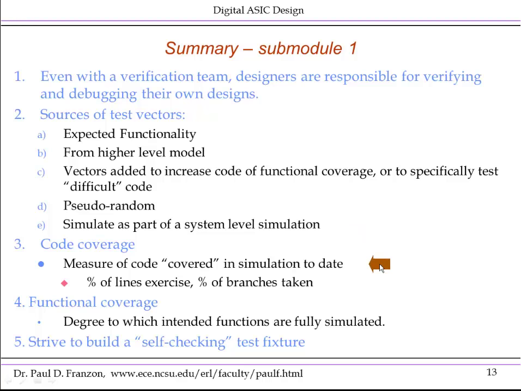A common metric that's used at the designer level is code coverage. That is the percentage of the lines that have been exercised to date, and percentage of branches, and sometimes even paths taken through the design. And again, you'll often add code to at least get the percentage of lines covered to 100%. You might measure functional coverage, that is, what functions have been fully verified to work as expected. And finally, I urge you, for your own sanity more than anything else, to strive to create test fixtures that don't require you to look at the waveforms that are coming out, except as an aid to debugging.